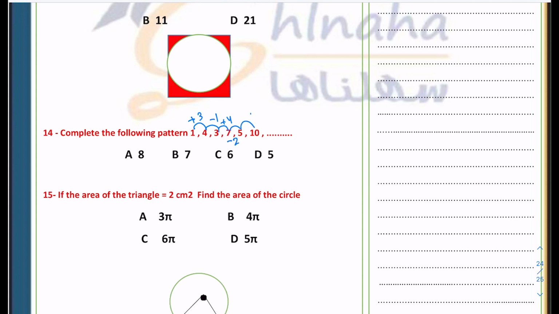From 5 to 10, we add 5. So 3, 4, 5, negative 1, negative 2. So here it will be negative 3. 10 minus 3 will be 7. If I want to complete, I will add 6 the next time. Let's take the next question.